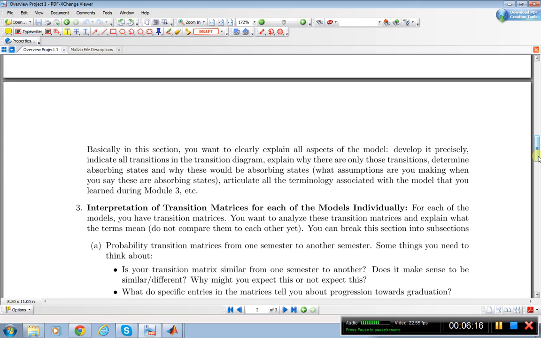So basically in this section, you want to clearly explain the development of the model. Why are you using the model? What's all involved with the model? What are the different states? Why did you use the different states, etc.